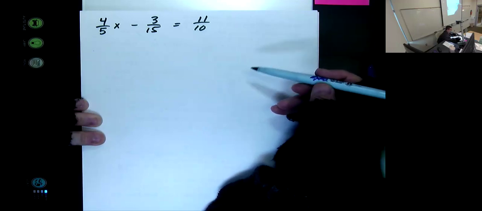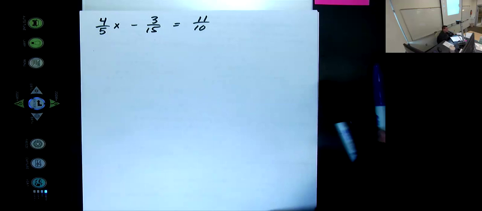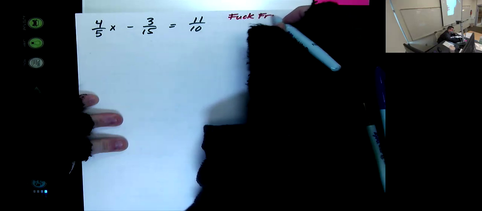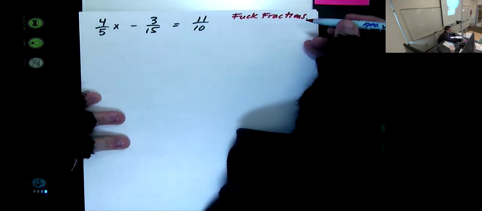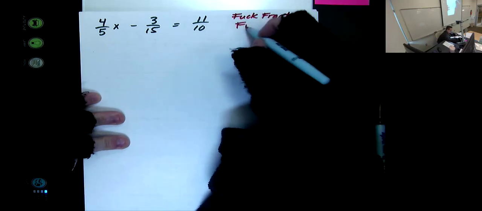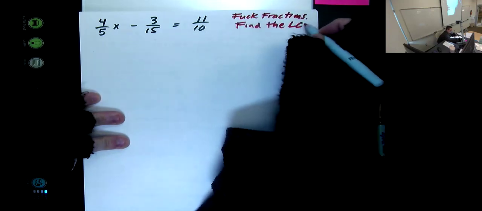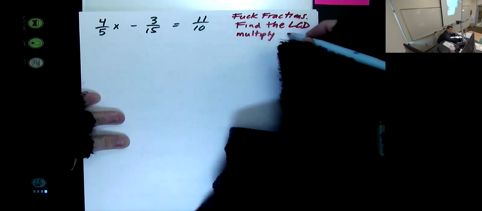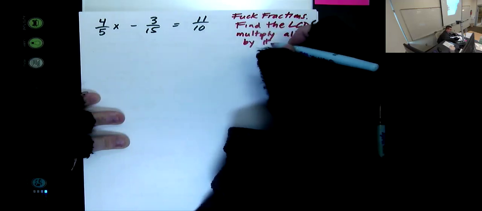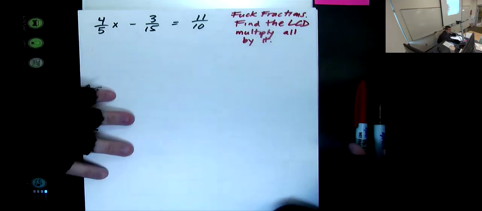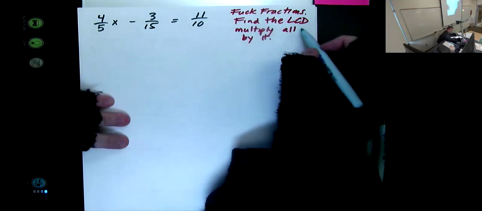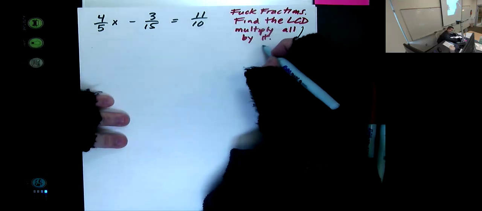All right. Rather than trying to add 3/15 to 11/10, forget all that. When you've got a bunch of fractions going on, clear the fractions. Find the LCD, which is the least or lowest common denominator, and multiply everything by it. I don't know if it's least or lowest. I think it's least.